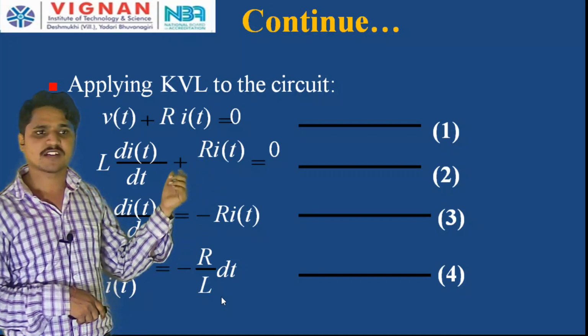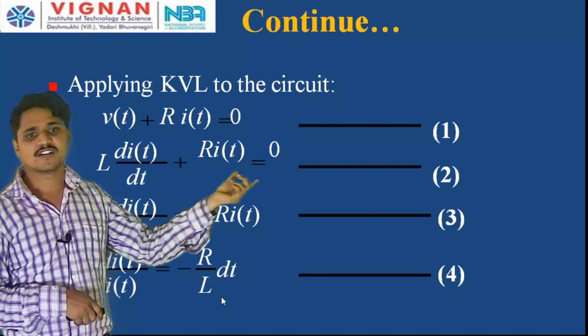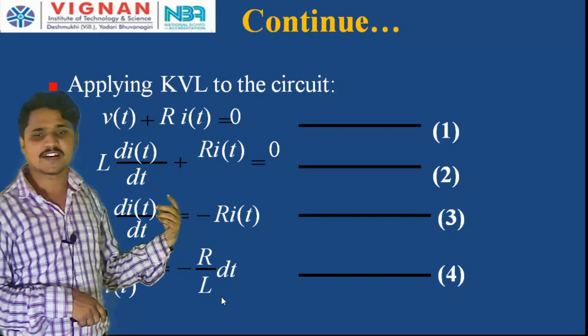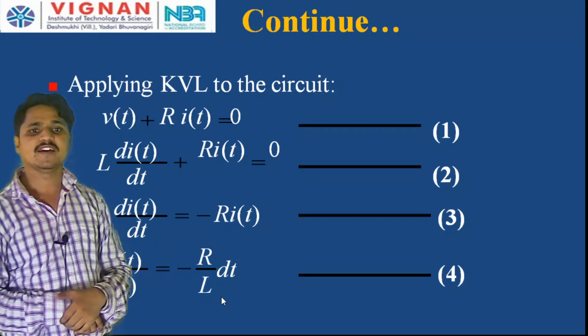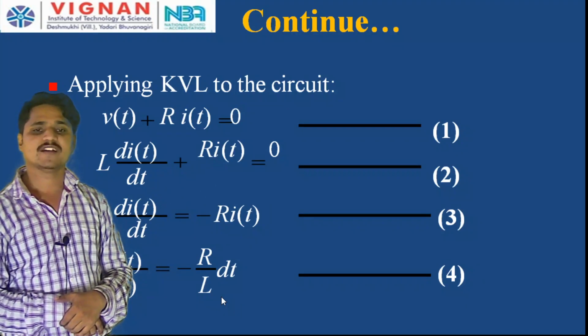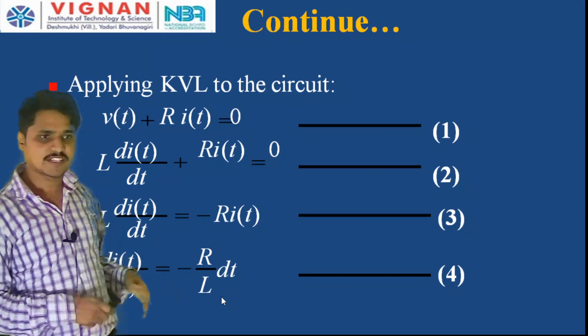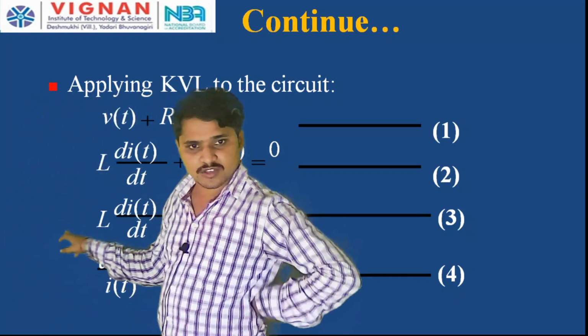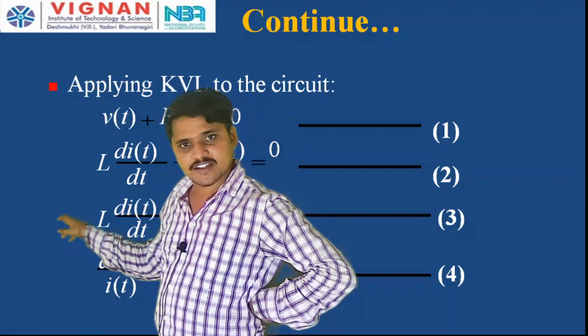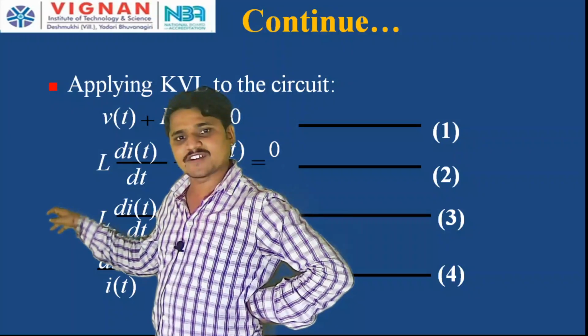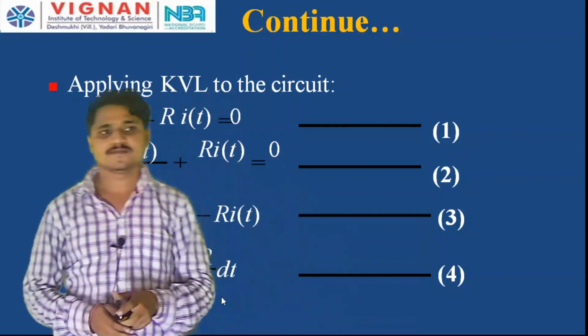First you bring this R into I of t to the RHS side, then you will get equation 3, that is L into di of t by dt is equal to minus R into I of t. Now, in the next step, you bring this L to the RHS side. Therefore, what you will get? di of t by dt is equal to minus R by L into I of t.